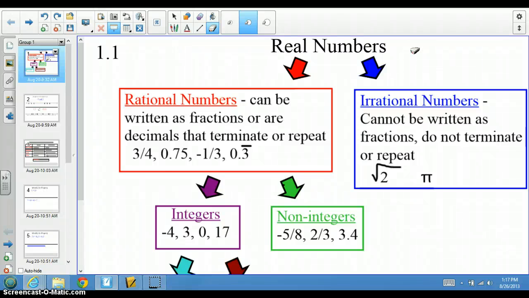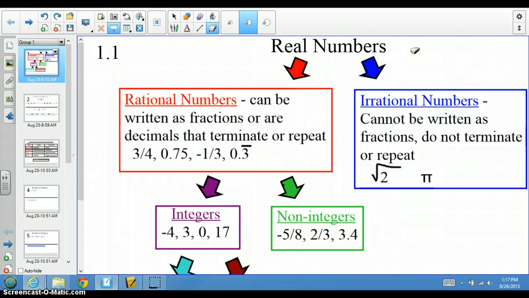Hello, today we are going over our first section in Chapter 1 of Algebra 2. This section deals with the properties of numbers. If you notice here on this first slide, we have a big group of numbers called real numbers.